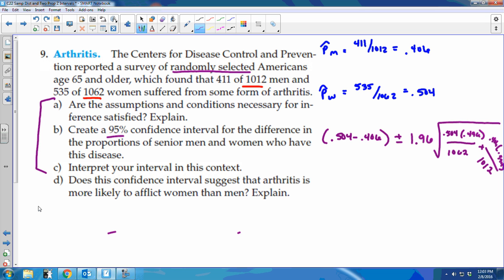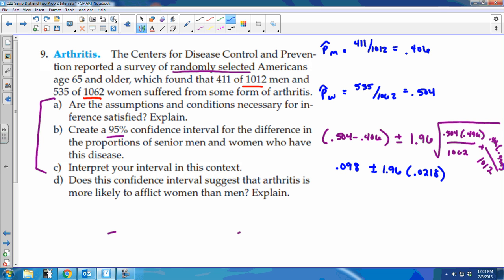It's all good. Okay, again, make sure you're writing that out so that if you do make a calculation mistake, you had it set up, you're probably going to get full credit on a free response for that. Okay. So we end up getting 0.098 plus or minus 1.96 times 0.0218.